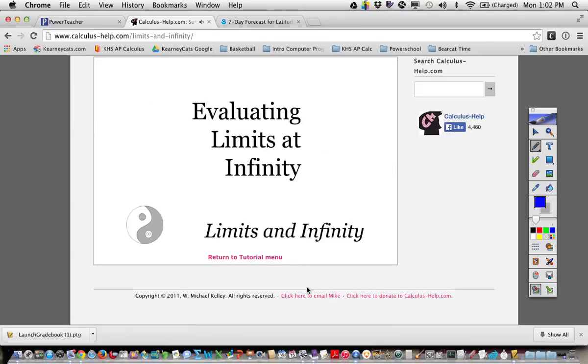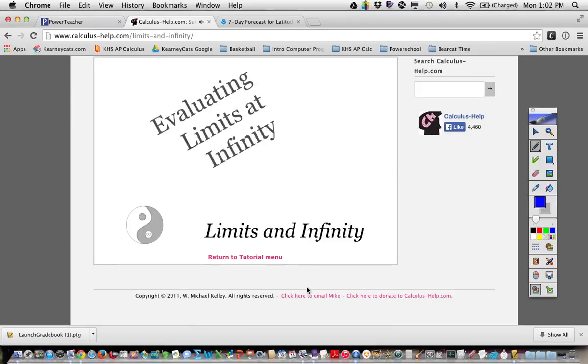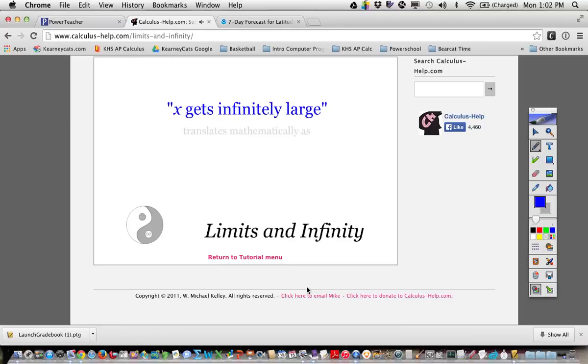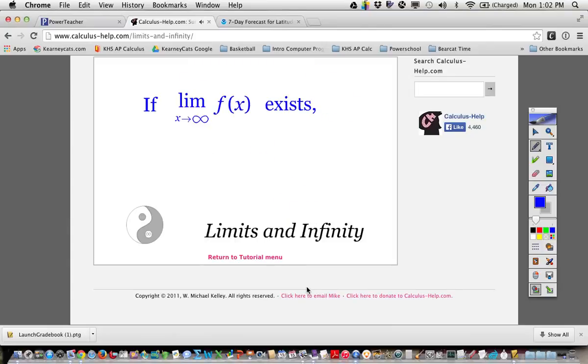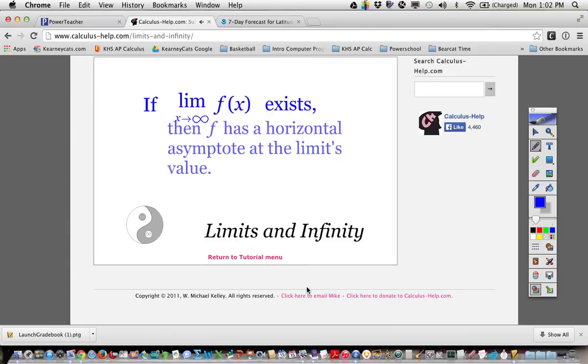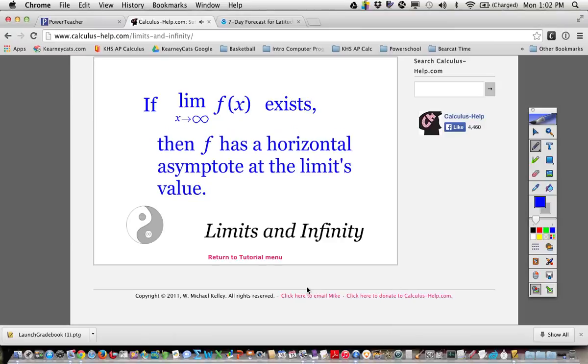This is where it talks about the degrees. I said that x was getting infinitely large. We'll think about it mathematically as the limit as x approaches infinity. Now, this type of limit is called a limit at infinity. If this limit exists for a function, then that function possesses a horizontal asymptote at the height given by the limit. Now, that's a lot of gobbledygook, but it's very simple in practice.